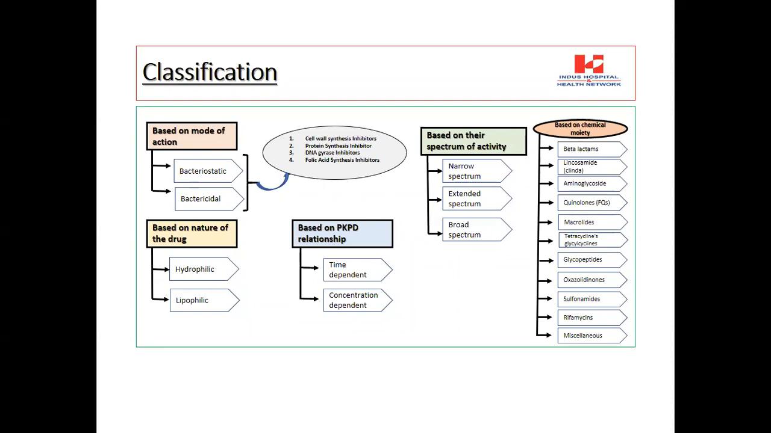There's another chemical classification, moiety, जो उनके chemical structures वगैरह होते हैं, तो उसके मुताबिक भी classify किया जाता है. जिस तरीके से जनरली हम कहते हैं कि बीटा लैक्टम्स हैं, लिंकोसामाइड है, अमाइनोग्लाइकोसाइड, क्विनोलोन्स हैं, जिनको फ्लोरोक्विनोलोन्स भी कहते हैं, मैक्रोलाइड्स, टेट्रासाइक्लिन एंड ग्लाइकोपेप्टाइड्स वगैरह हैं, ऑक्साजोलिडिनोन्स हैं, सल्फोनामाइड्स हैं, रिफामाइसिन एंड मिसलेनियस ऑन दैट.